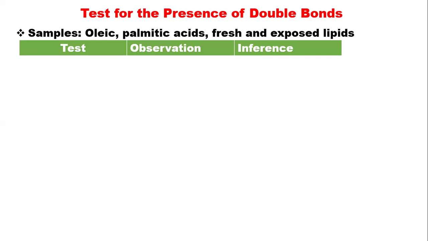Under test, you record the samples and the reagent that you have added, maybe 1 ml of your test sample, let's say oleic acid, plus the reagent. Then the observation: how many drops of the reagent are required to produce the color that you see, and also the inference. Remember, you are testing for the presence of double bonds. Are there double bonds or not? So you check and you record it as test, observation, inference.